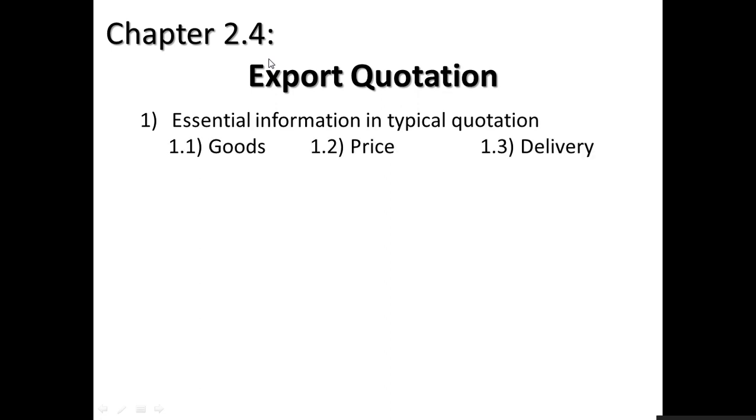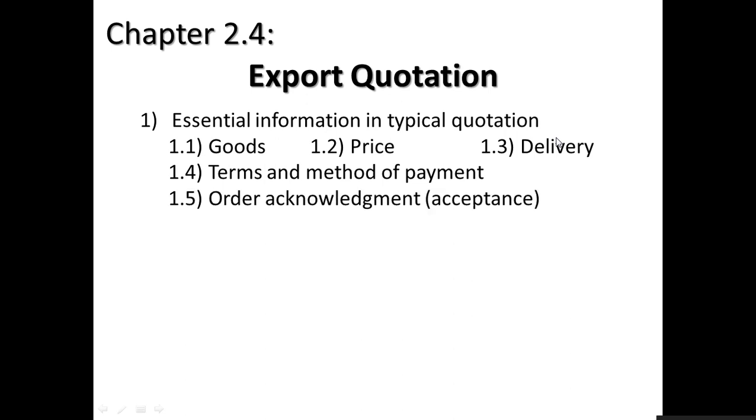1. Goods. Goods is the types of goods, quantities of goods, and then price of that good. Next we will deliver, the terms of delivery or time of delivery or the ways we deliver. Then payment, terms and methods of payment. Last subpoint or point 1, order acknowledgement acceptance.